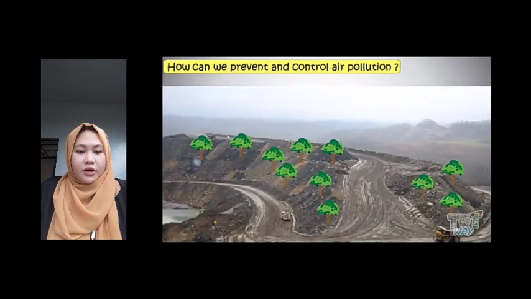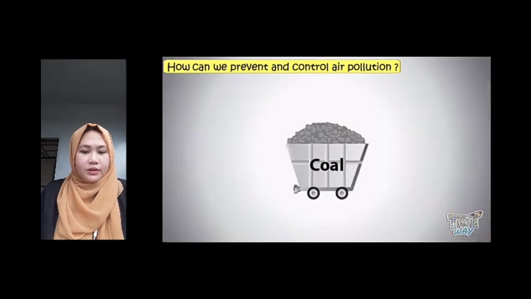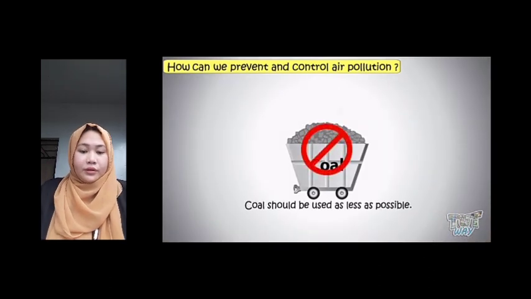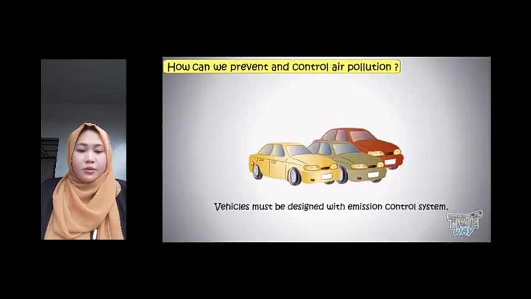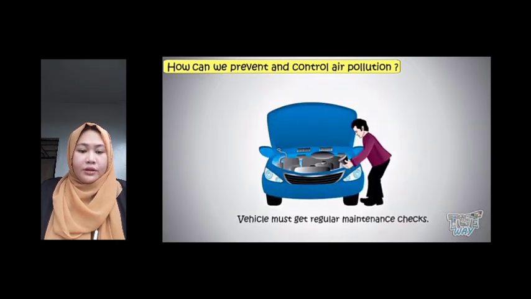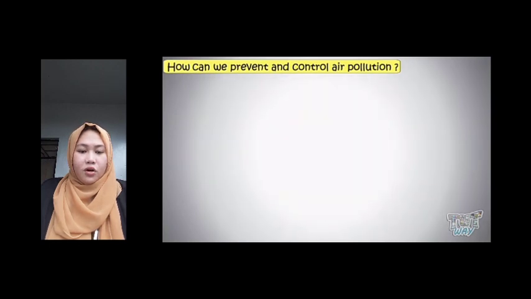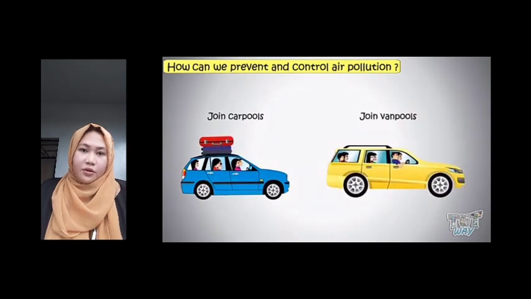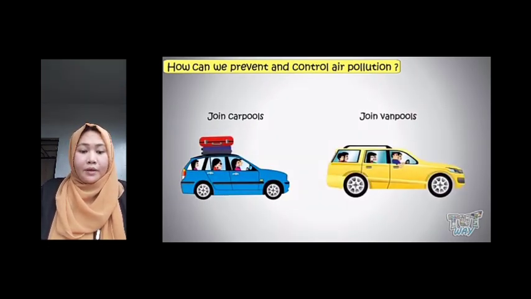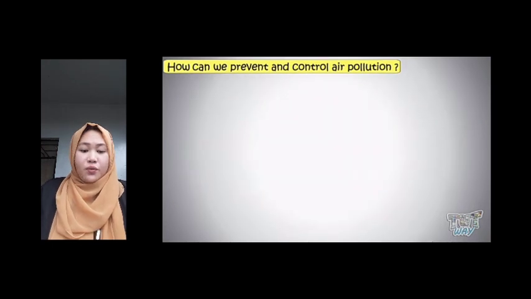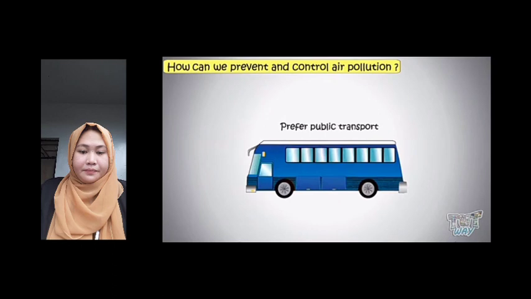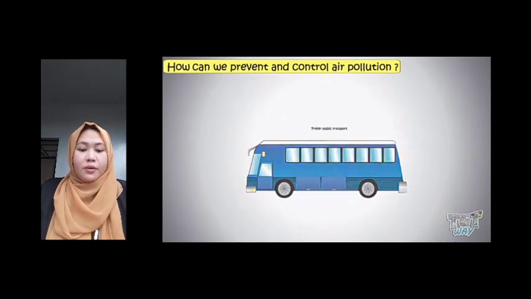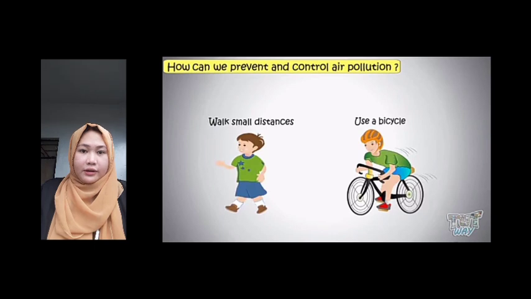Maintain distance between industrial areas and residential areas. The chimneys in industries should be made sufficiently tall so that the smoke is released as high as possible. The mining areas should be planted with trees. Coal fuels should be used as little as possible. Vehicles must be designed with emission control systems. Vehicles must get regular maintenance checks.